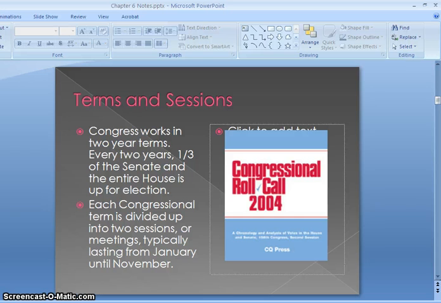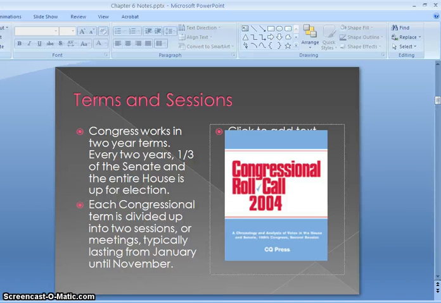Okay, terms and sessions. Congress works in two-year terms. So every 2 years, a new Congress is created. One third of the Senate and the entire House is up for election in these 2 years. Now, the reason why the House is up for election every 2 years is because there are 435 members of the House. So it's very unlikely that 435 members are all going to be voted out at once.